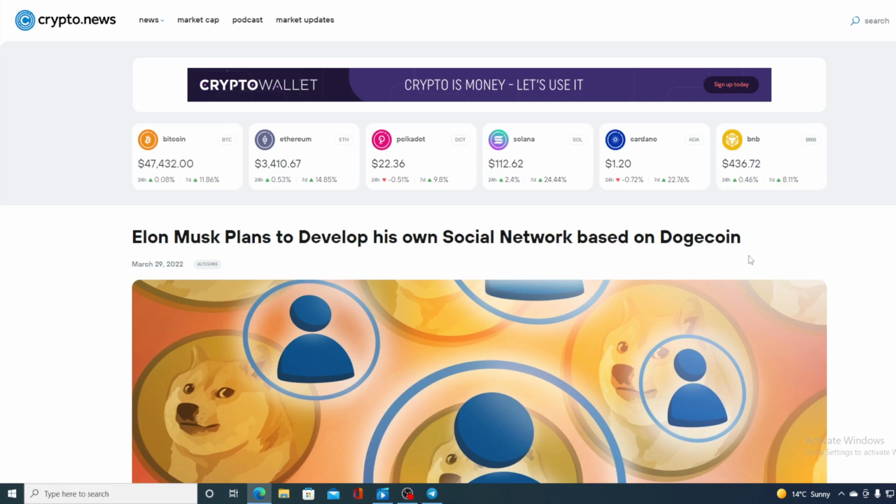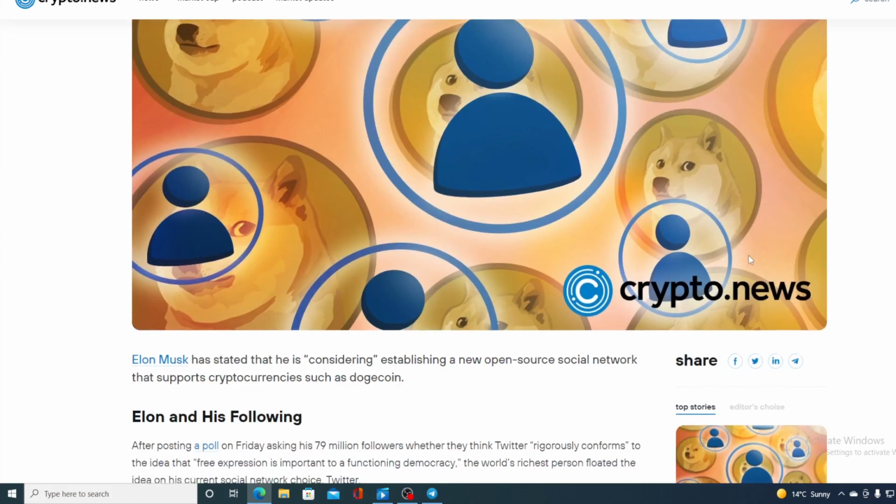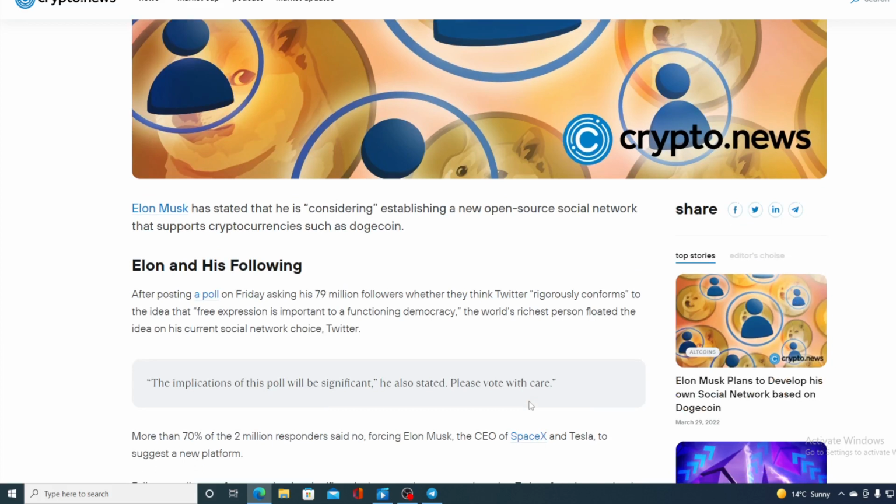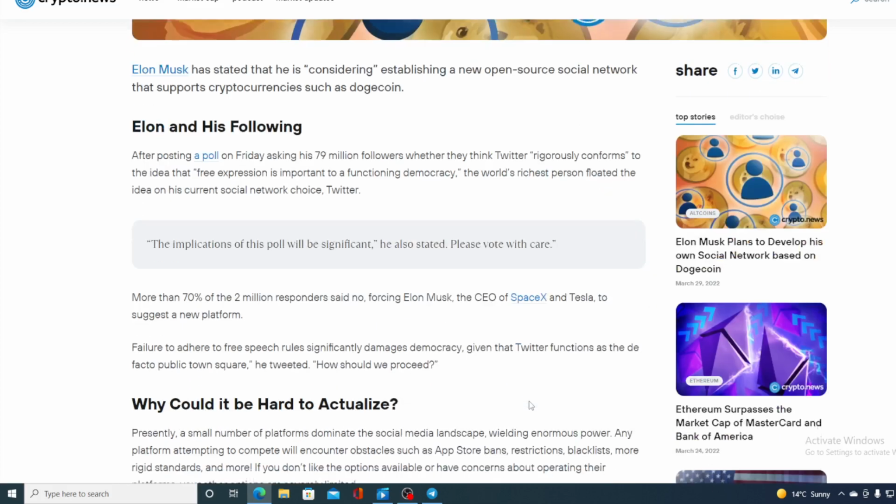Elon Musk plans to develop his own social network based on Dogecoin. Elon Musk has stated that he is considering establishing a new open source social network that supports cryptocurrencies such as Dogecoin. After posting a poll in February asking his 79 million followers whether they think Twitter rigorously conforms to the idea that free expression is important to a functioning democracy, the world's richest person floated the idea of a new social network. He also stated, please vote with care. More than 70% of the 2 million responders said no, forcing Elon Musk, the CEO of SpaceX and Tesla, to suggest a new platform.